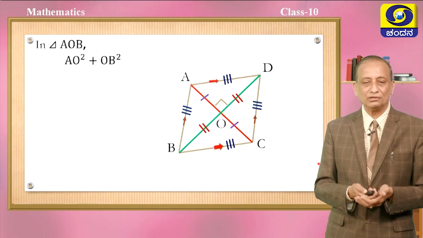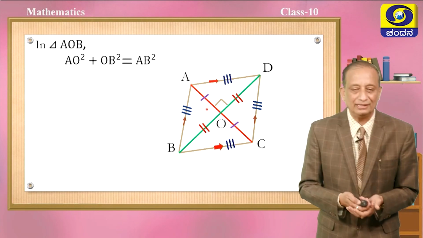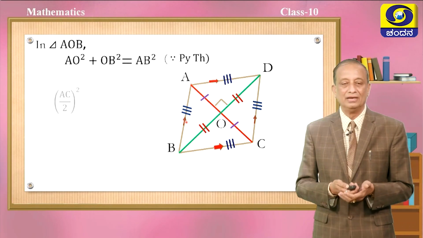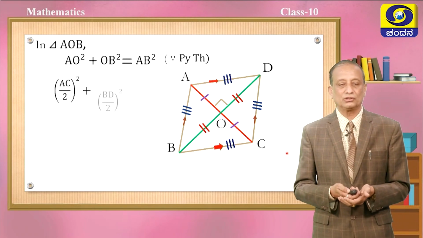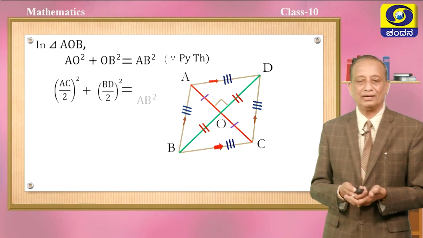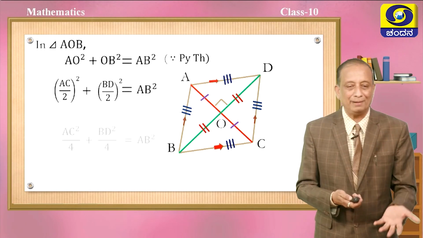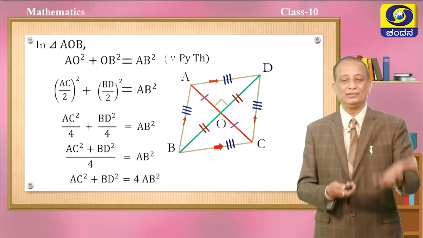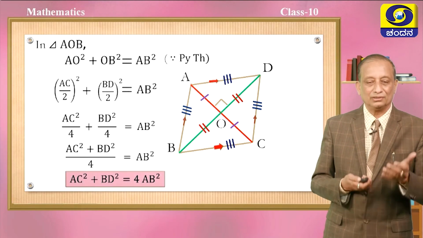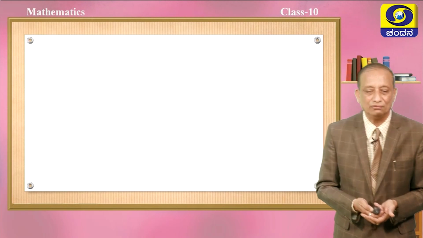So AO square plus OB square is equal to AB square on account of Pythagoras theorem. AO is nothing but half of AC. So (AC by 2) the whole square plus (BD by 2) the whole square is equal to AB square. Expand using laws of indices, take LCM, cross multiply, you get the result you want. So AC square plus BD square is equal to 4AB square.